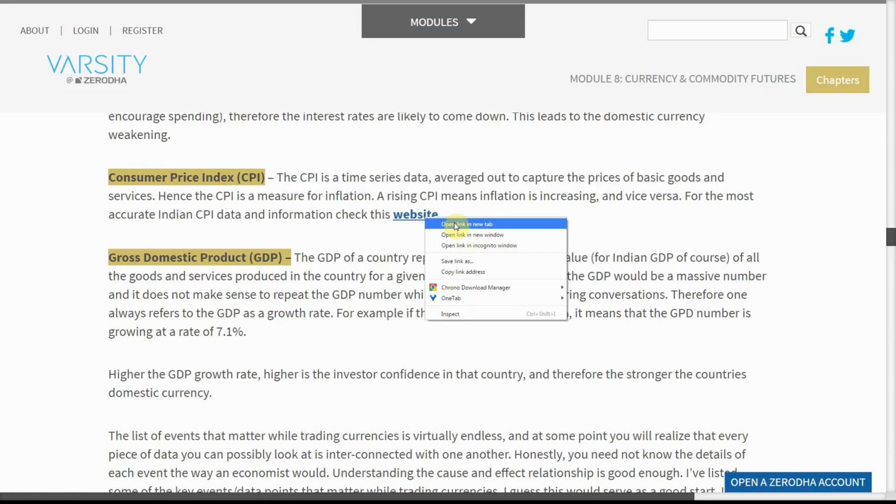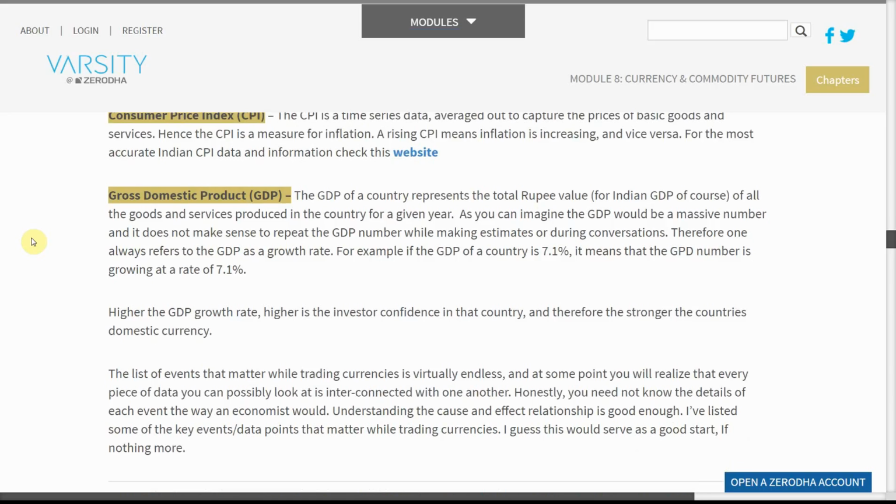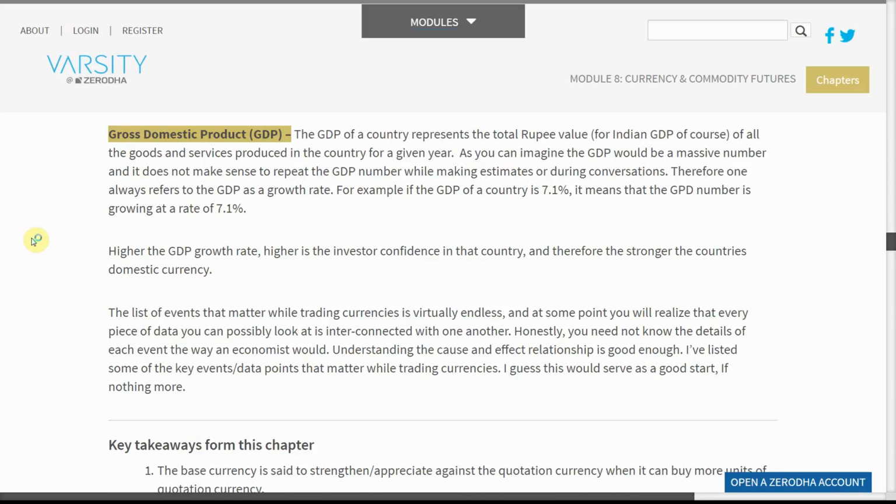Gross Domestic Product, GDP. The GDP of a country represents the total rupee value, for Indian GDP of course, of all the goods and services produced in the country for a given year. As you can imagine, the GDP would be a massive number, and it does not make sense to repeat the number while making estimates or during conversations. Therefore, one always refers to the GDP as a growth rate.